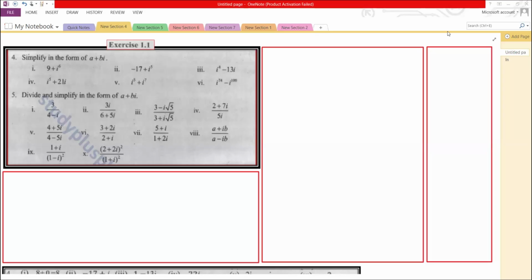Bismillahirrahmanirrahim. Students, exercise 1.1, question number 5. So the question is: simplify in the form of a plus b iota. So let's start with question number 1.